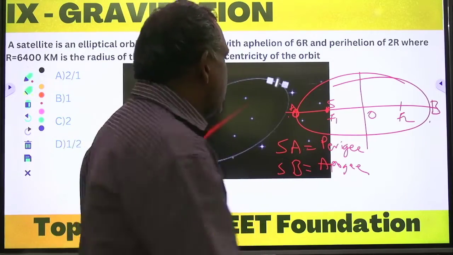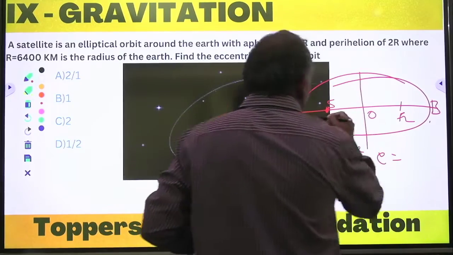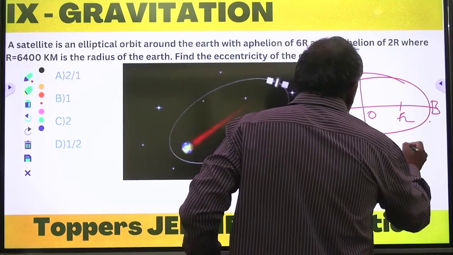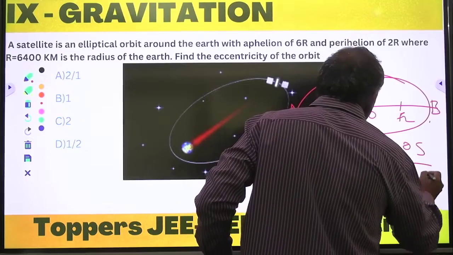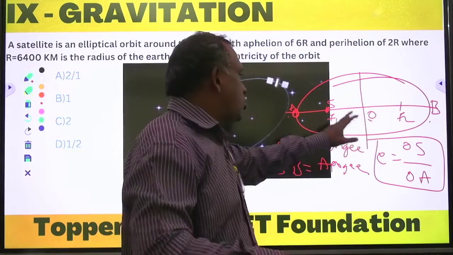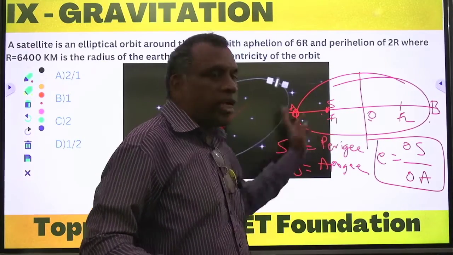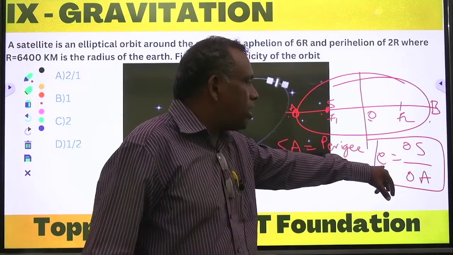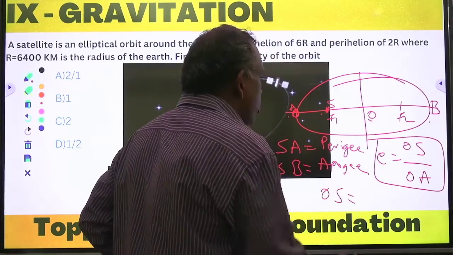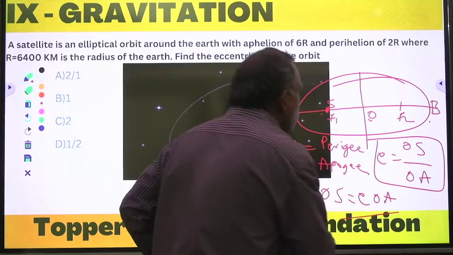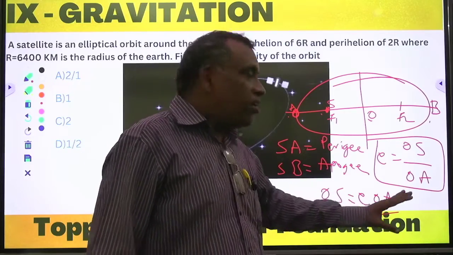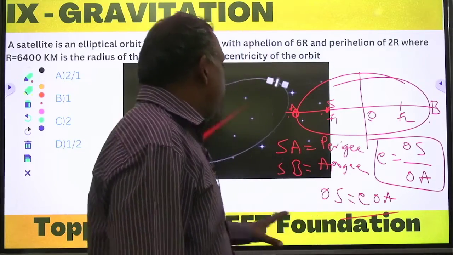What is eccentricity? Eccentricity is the constant of the ellipse. The formula is OS by OA, where O is the center of the ellipse and S is the Sun. OS upon OA is the constant that we call eccentricity. So OS is equal to E into OA.